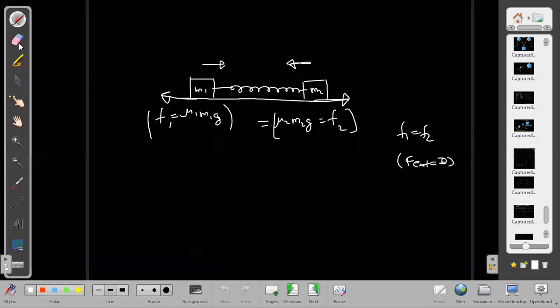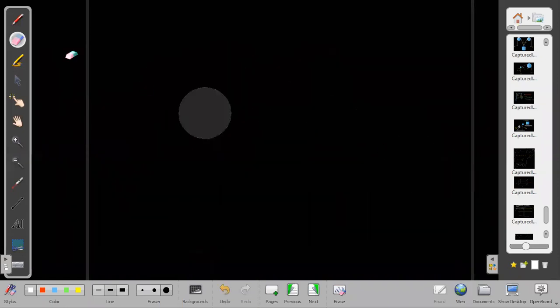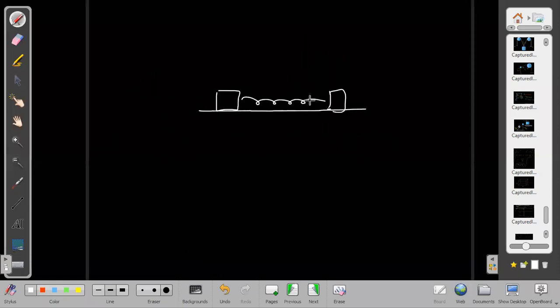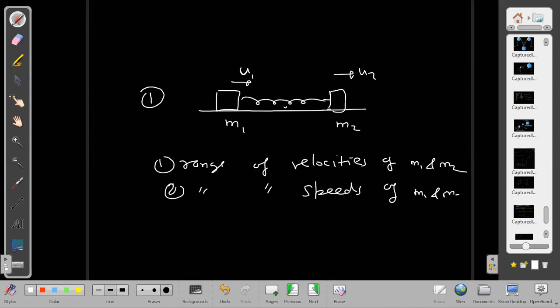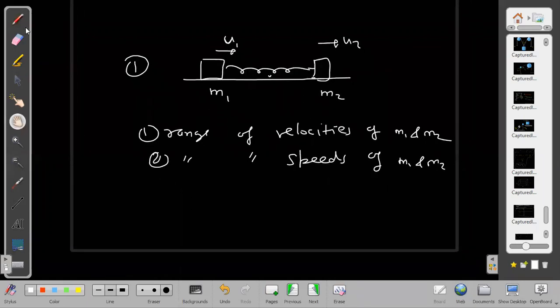And this question I will ask you here: if there is a spring mass system, this also I will take tomorrow. This is given initial velocity u1, and this is given initial velocity u2, and this is mass m1 and this is mass m2. Number one, find the range of velocities of M1 and M2, and second, find the range of speeds of M1 and M2. These are not similar, somewhat different. Sometimes it can be different because velocities can become negative, but the speeds cannot become negative.